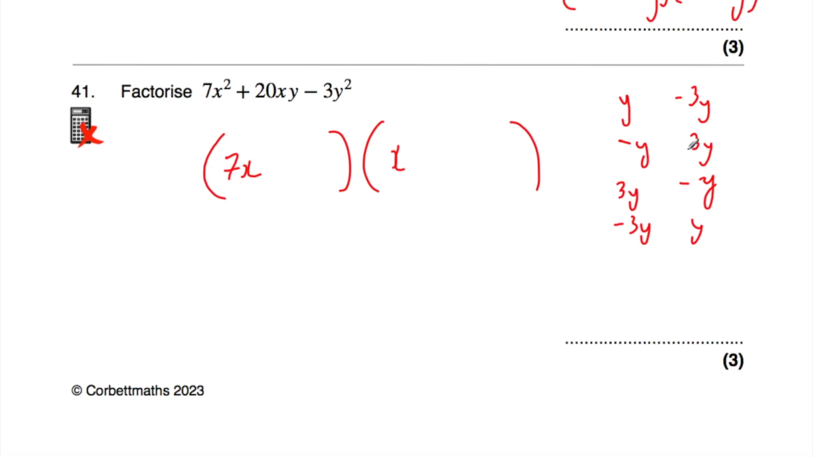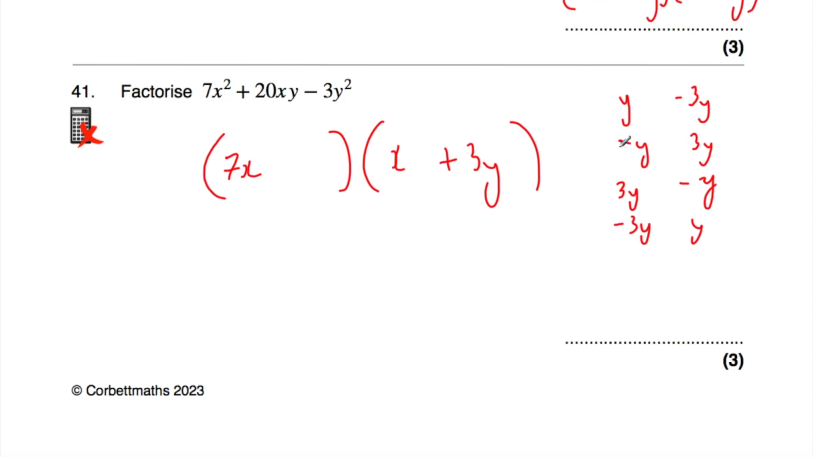And we need to consider which of these options, if we put them in the brackets and expanded them, would give us our 20xy in the middle. Now we want 20xy. I'm thinking if we put plus 3y here, 7x times x is 7x squared. 7x times 3y would be 21xy. Now that's quite good because it's close to the 20xy that we want.